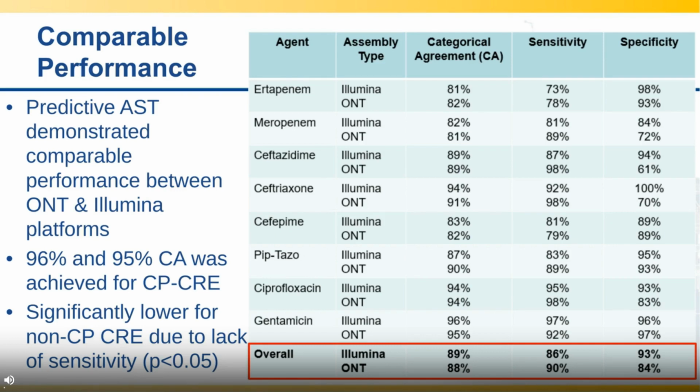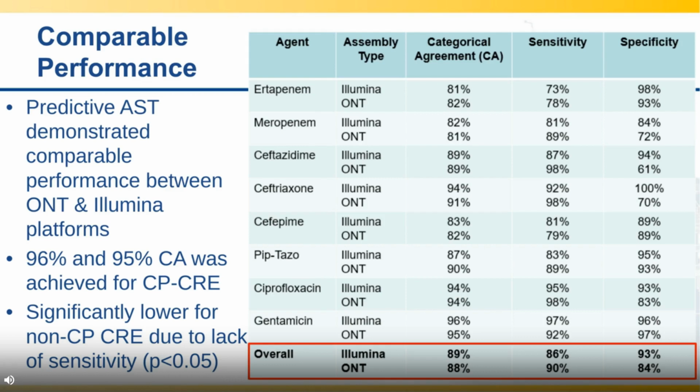So very comparable, but we also saw better performance with our carbapenemase producing organisms at 95 and 96% categorical agreement. And it was significantly lower for our non-carbapenemase producers, and that's because it could be more difficult to predict carbapenem resistance in the absence of that acquired resistance gene. But we have been working along with our Ares collaborators to further tweak the ability to define carbapenem resistance among those non-carbapenemase producers.